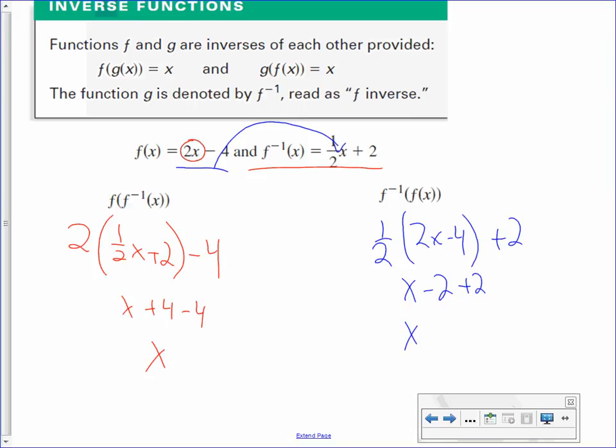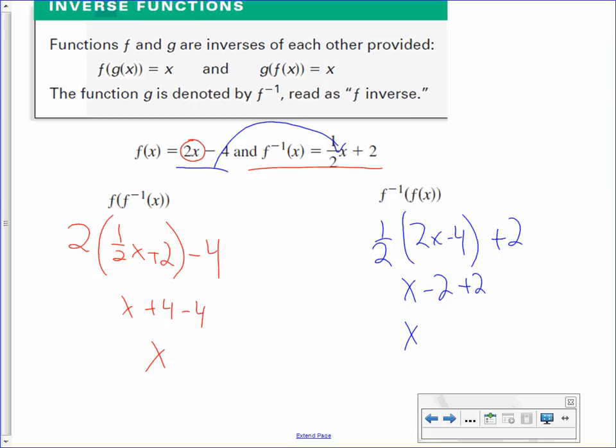So like you're saying, should I write all this out? No. If you have the two functions, one of them's the standard, the other one's the inverse, to prove that they are inverses of one another, that's what you do. You substitute one in for the other. If you get x for both answers, you're good to go. They are inverses. That's it. That's called verifying if something is an inverse.